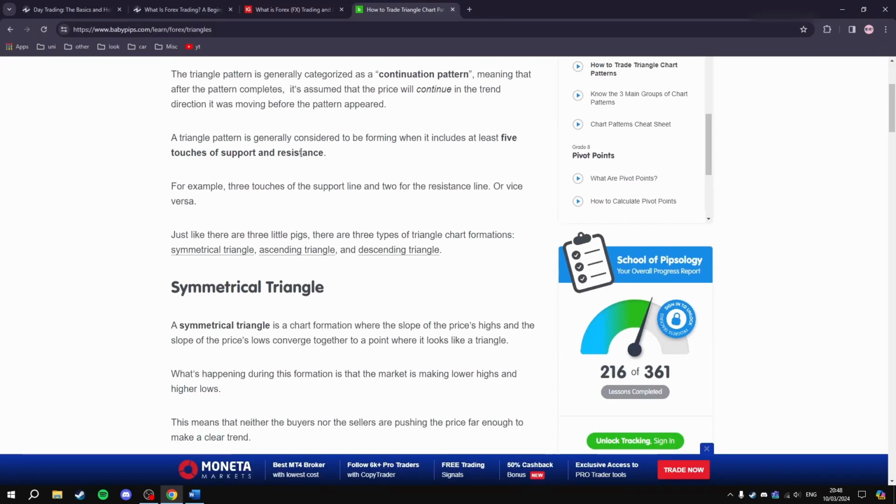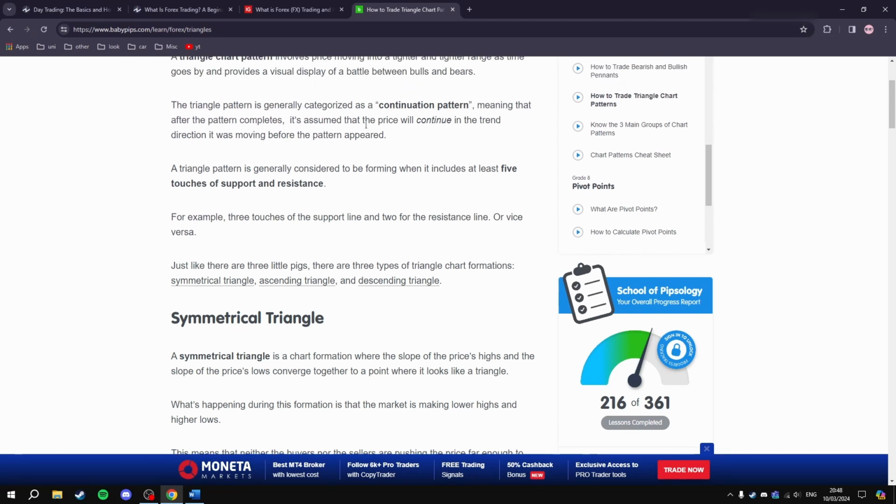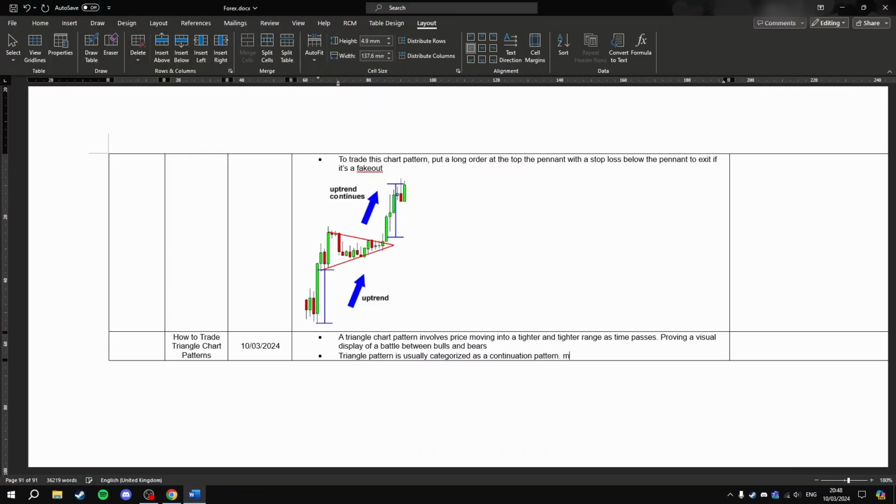Meaning that after the triangle pattern completes, it is assumed that price will continue in the trend direction it was moving before the pattern appeared.